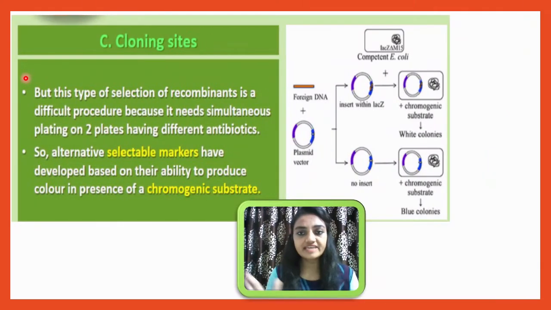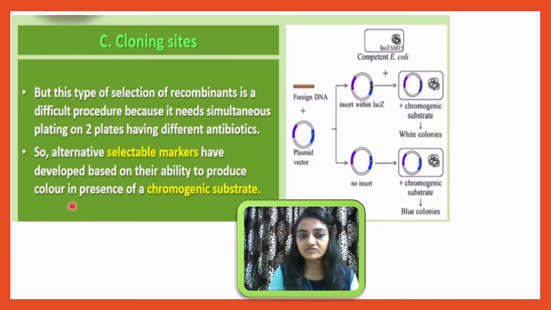Whatever we have discussed up to this is one method of selection, but this type of selection method for recombinants is difficult. Practically it is difficult to proceed because it needs simultaneous plating on two plates having different antibiotics. This is a time consuming and hectic process. So to avoid that, an alternative process is also available for us. An alternative selectable marker procedure has been developed based on the ability to produce color.